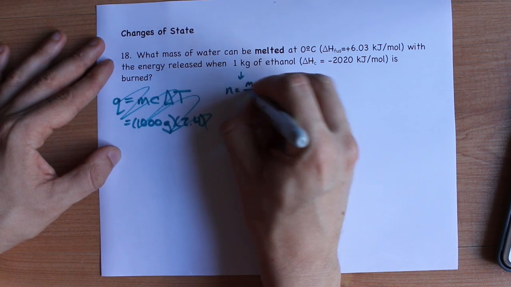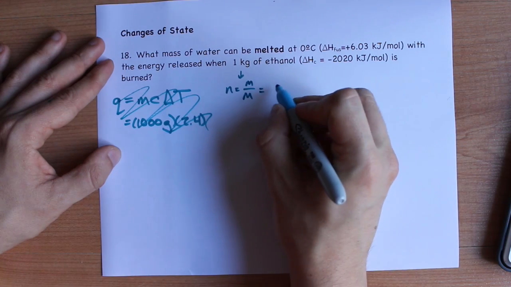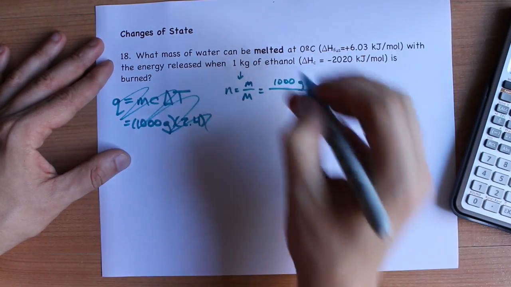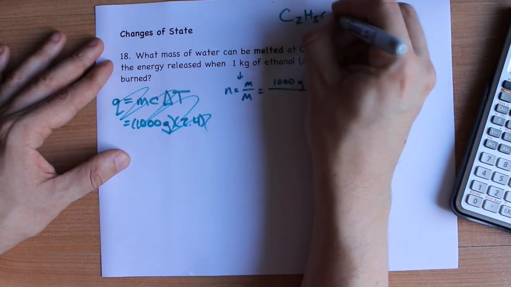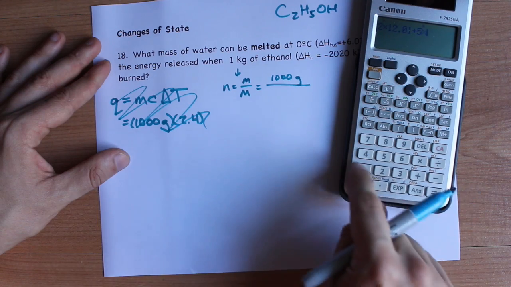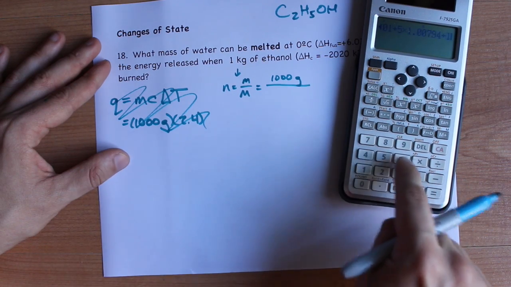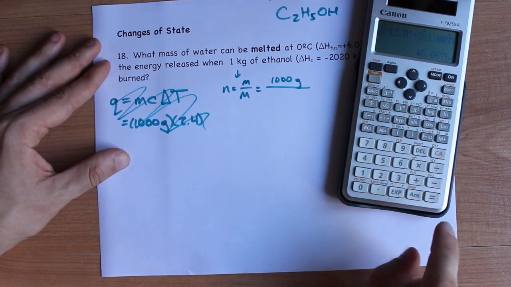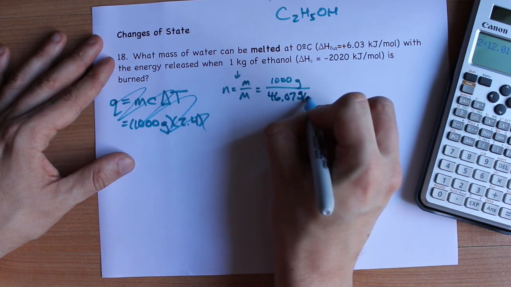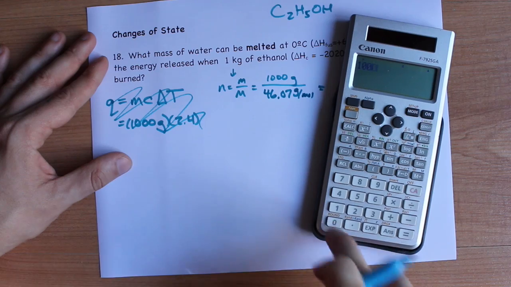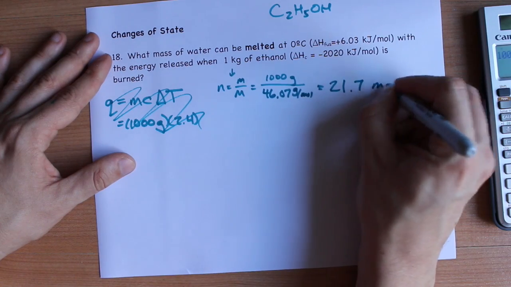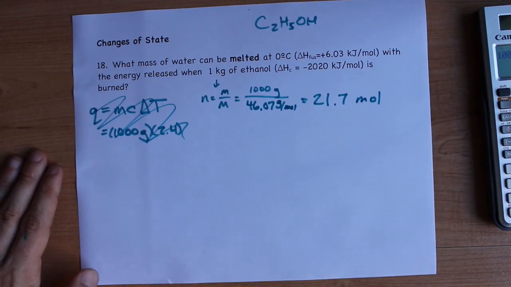Number of moles is mass over molar mass, and we have 1,000 grams of the ethanol here. I don't know what the molar mass of ethanol is. Ethanol is C2H5OH, so that's 2 times 12, plus 5 times 1, plus 16, plus another 1 for the H on the OH, gives me 46.07 grams per mole. And when I do 1,000 divided by that number, I end up with 21.7 moles. So we are burning 21.7 moles of ethanol.